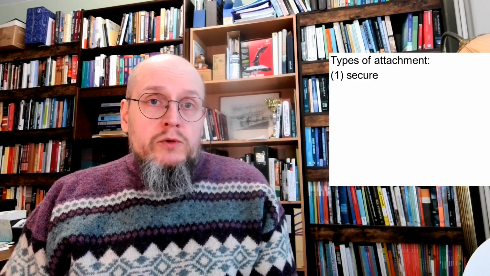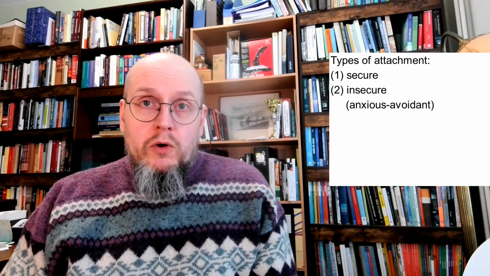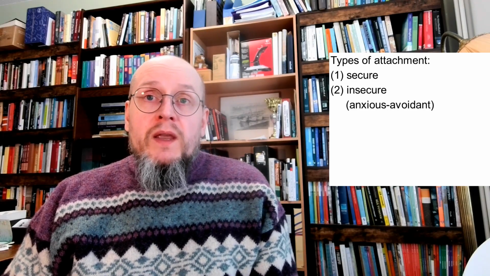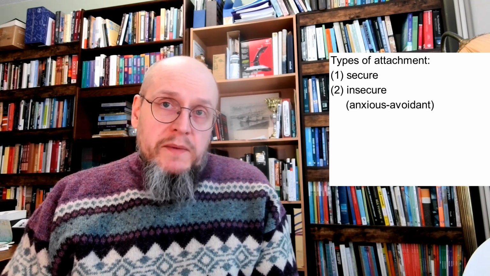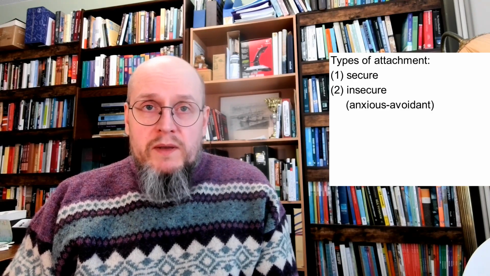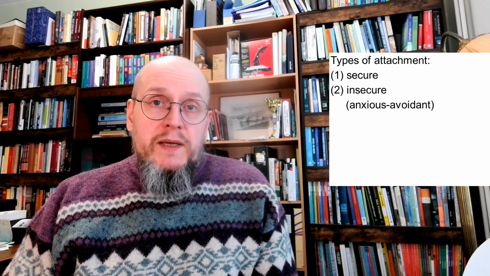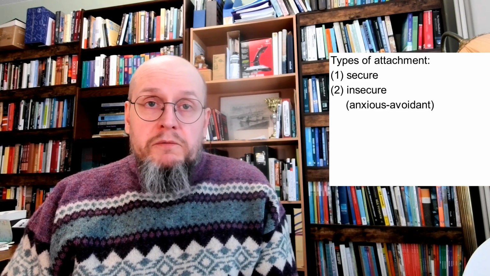There are 2 types of insecure attachment. The first is called anxious avoidant. In this case, the parent does not consider the child's emotions and needs. The child doesn't show much emotion and avoids other people. When the parent returns, the child does not react to this.